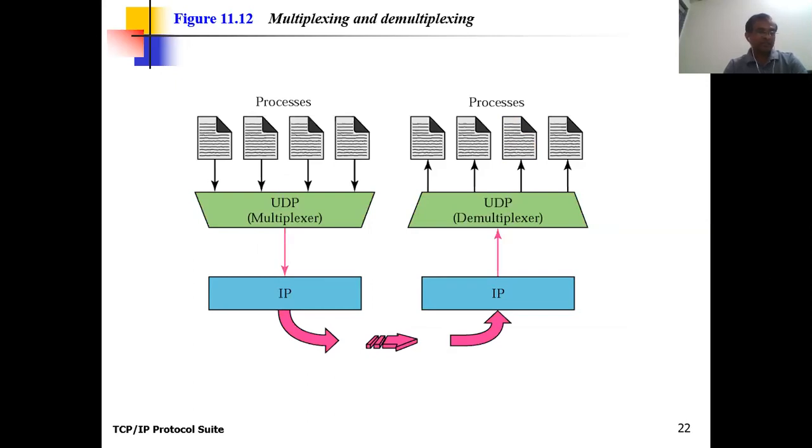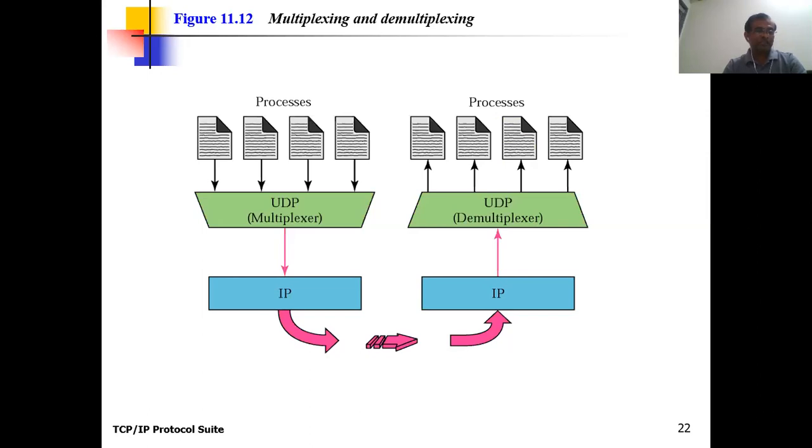What is multiplexing here? At the sender side, there may be several processes that need to send user datagrams. However, there is only one UDP. So this is a many-to-one relationship and requires multiplexing. The UDP package accepts messages from different processes differentiated by their assigned port numbers.